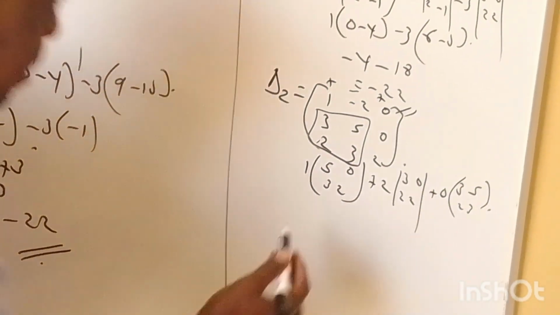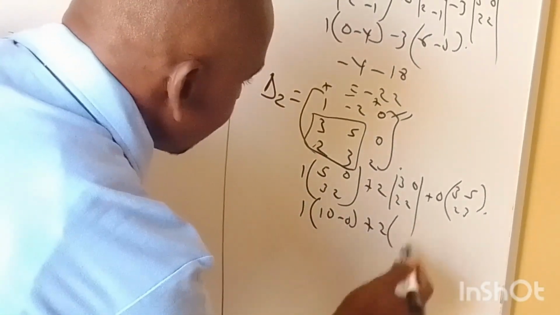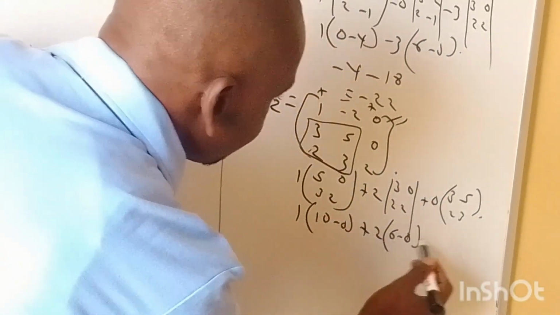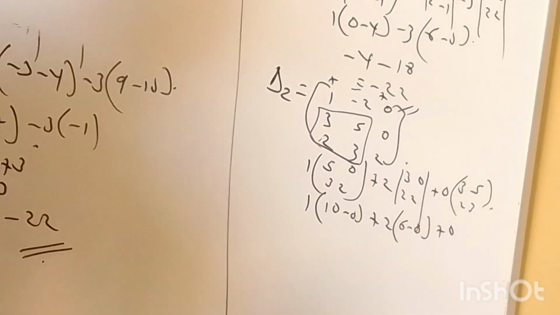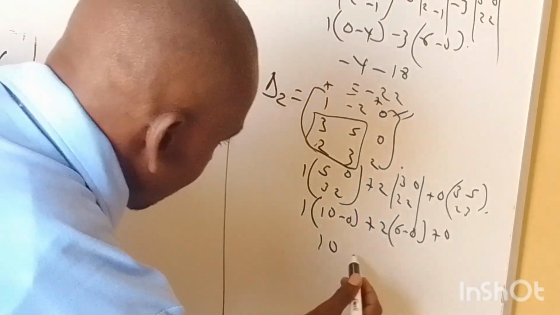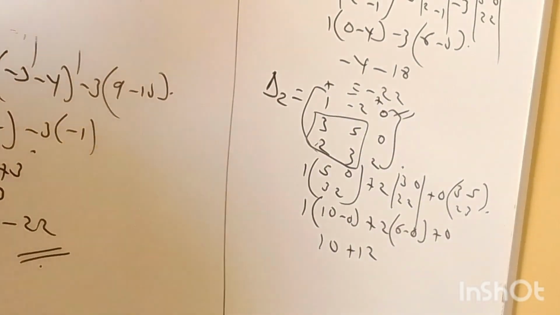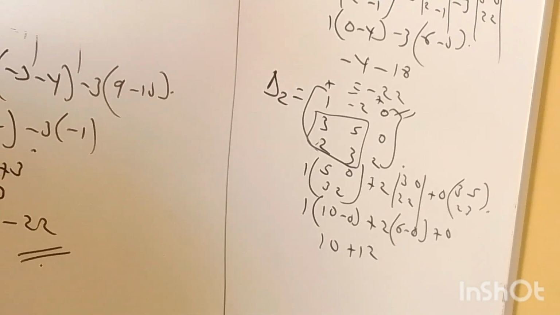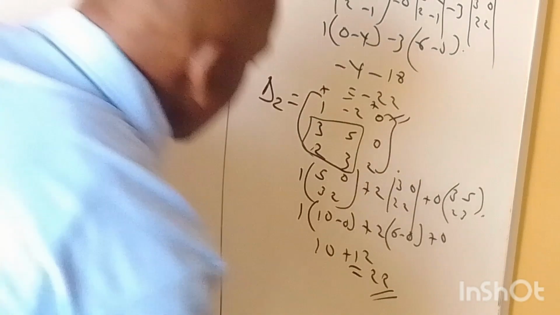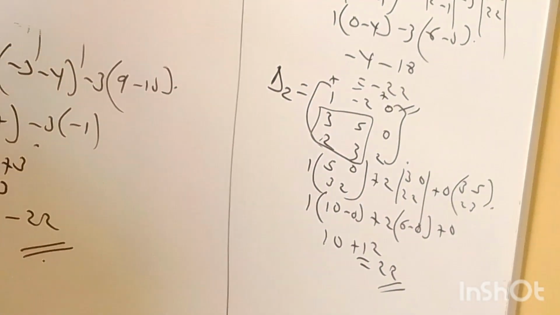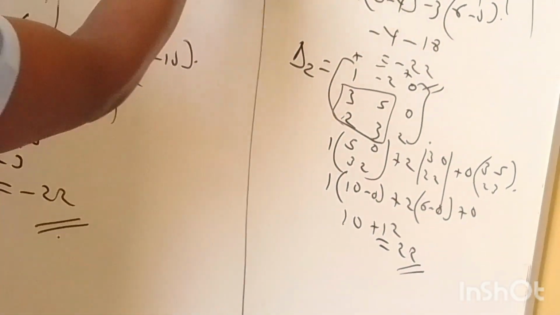So the determinant is 1 multiplied by 10, minus 0, plus 2 multiplied by 6, minus 0, and plus 0. A 0 multiplied by that, we get 0. So what is the determinant? This is 10 plus 12, and we get 22. So that is the determinant of Z.